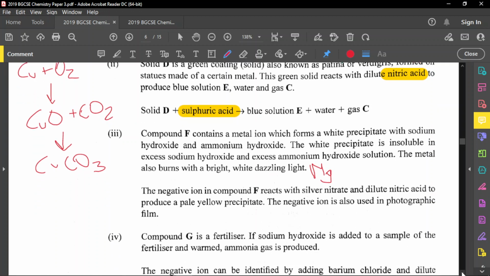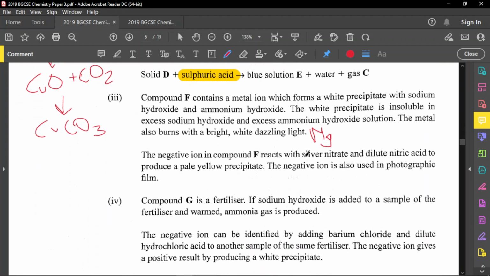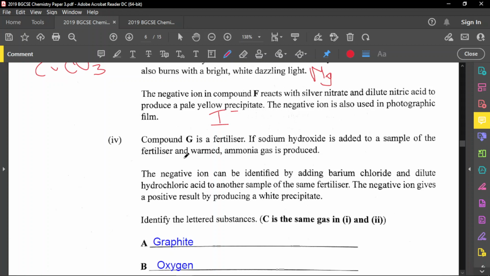All right, and it said the negative ion in compound F reacts with silver nitrate and dilute nitric acid to produce a pale yellow-green precipitate. And it said the negative ion is also used in photographic film. So right here, you know that this is going to be the iodide ion. The ion is actually iodide if it's a negative ion. So let me just put I minus there, because it's the iodide ion. I'm going to work through and, when I finish, put all of them on it. I'm also going to skip the part of typing all that, so you're going to see the answers up now.